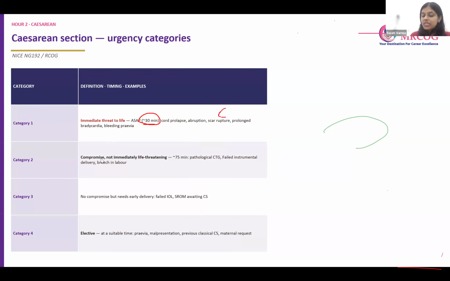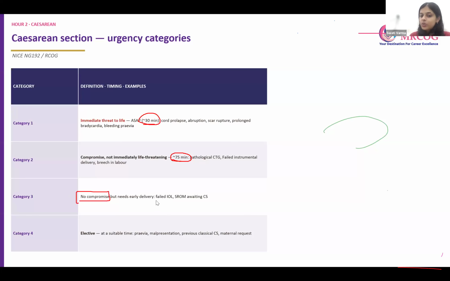Wherever there is compromise which is not immediately life-threatening, there the key time is 75 minutes. For example, suspicious CTG not responding to conservative measures or fetal scalp stimulation, pathological CTG, failed instrumental delivery, breech in labor. There you have to do it quickly, but there is no life-threatening kind of thing. Then it is category 2. Category 3 are those which need early delivery, no doubt, but as such there is no element of any compromise, and time as such is not a very limiting factor.